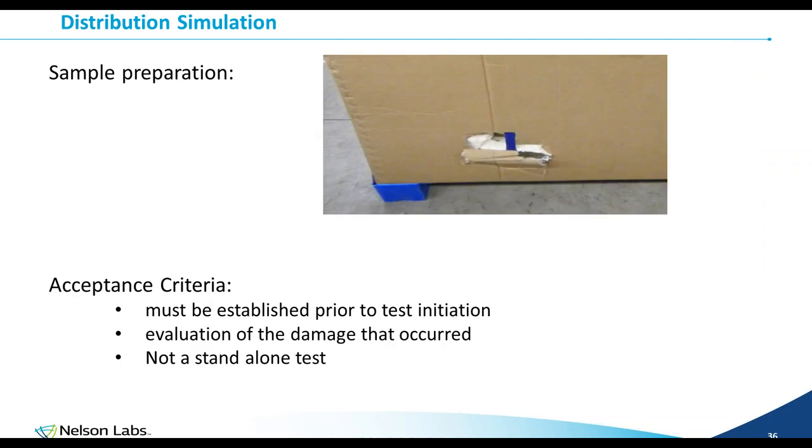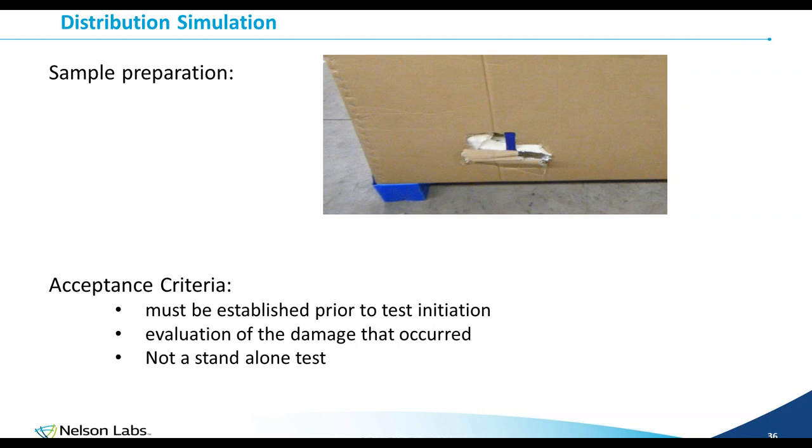When you're shipping your samples to the lab, it's important to consider overpacking them before you send them for testing. Here's an example of a package that was sent that was damaged prior to testing itself. So this is where it's helpful to put them in an overpack. And acceptance criteria must also be established by the company sending them for testing. It has to be obviously established prior to the test start. It has to have an evaluation of the damage that occurred.